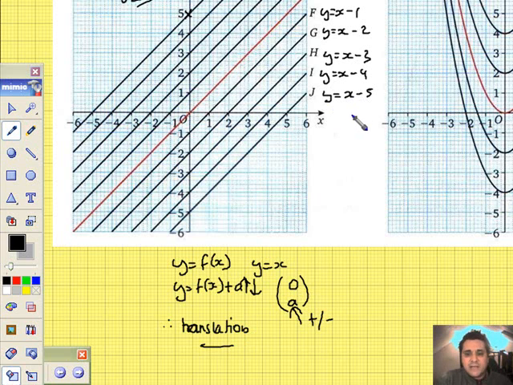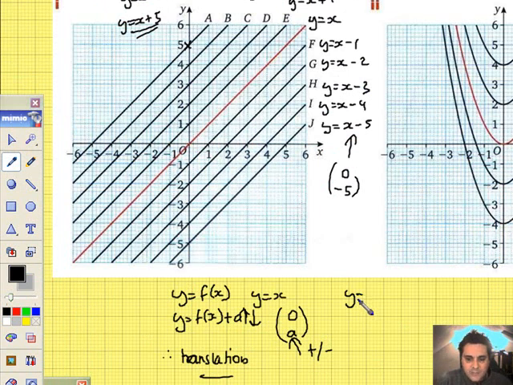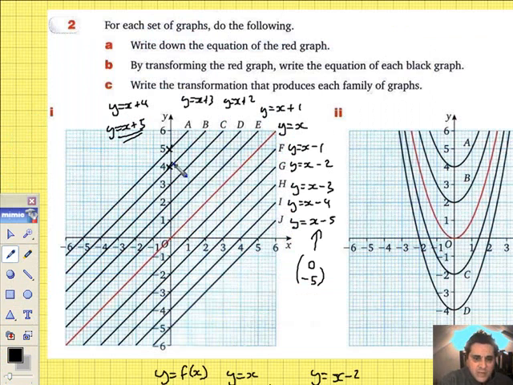For y equals x minus 5, the translation, for example, would be (0, minus 5). The translation for y equals x minus 2, if I write it here, x minus 2, would be (0, minus 2) as you drag the graph down 2 units. And this one over here for B passes through 0, 4, so y equals x plus 4. Essentially the translation is 0 and 4 units up. Alright, very, very easy. So that's question 2 done.